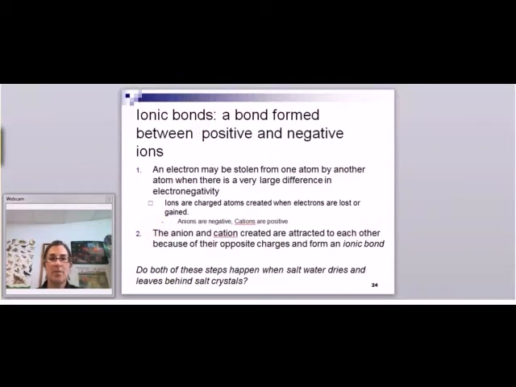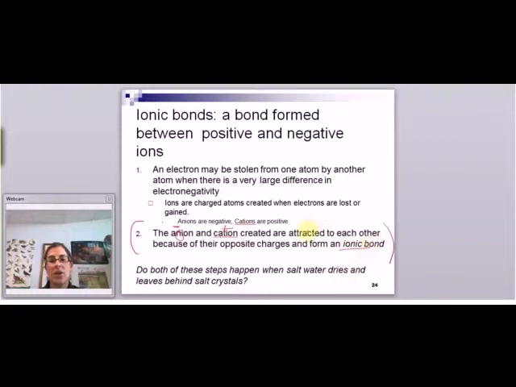is, sorry, let me get my pen going here, is really here. The anion and cation, that's a positively charged, so I think T for positive, and anion, N for negative. The anion and cation are attracted to each other, and that forms an ionic bond.